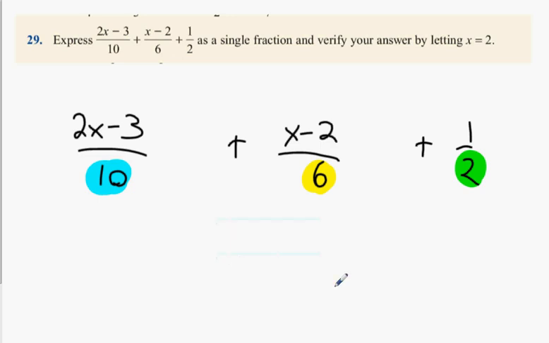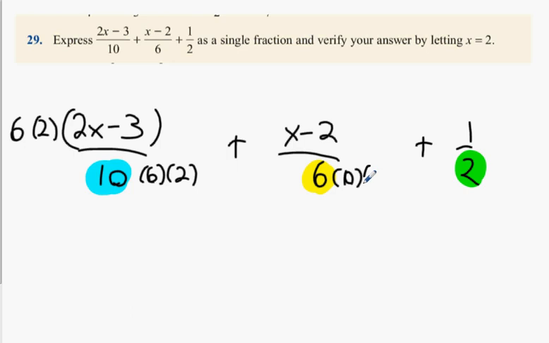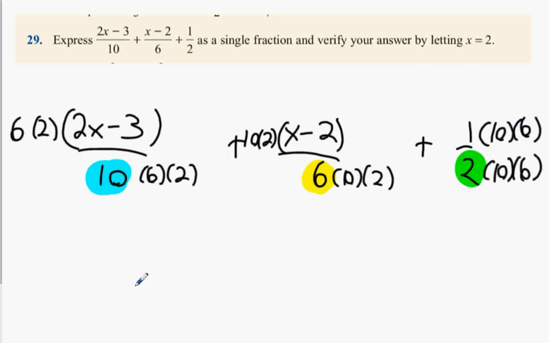What does the blue one do? It looks across and what does it see? 6 and 2. So I'll do 6 and 2 on top. What does the yellow one look across and see? 10 and 2. So that's 10 and 2. What does the green one look at and see? 10 and 6. So 10 and 6 top and bottom. Instead of using the common factor of 30, you've now used a common factor of 120.